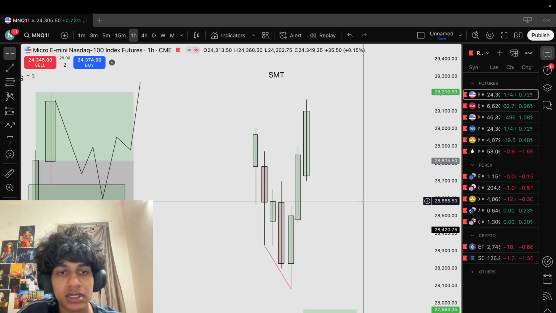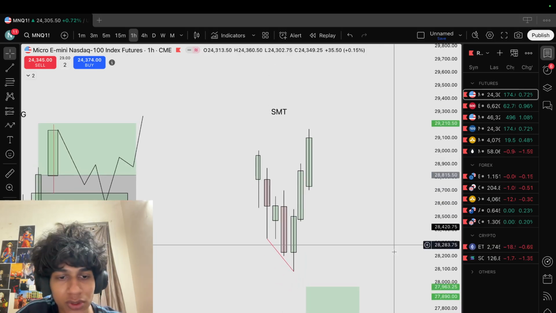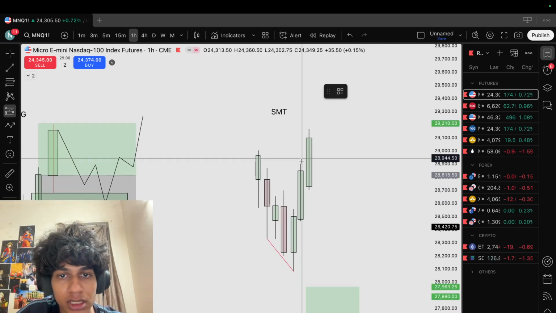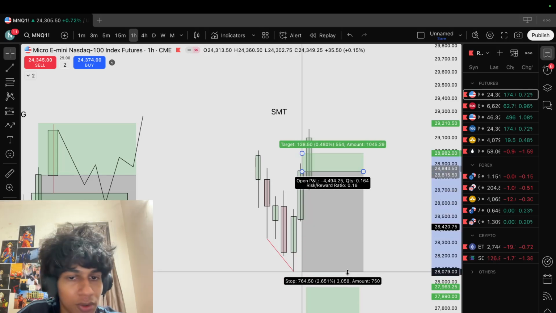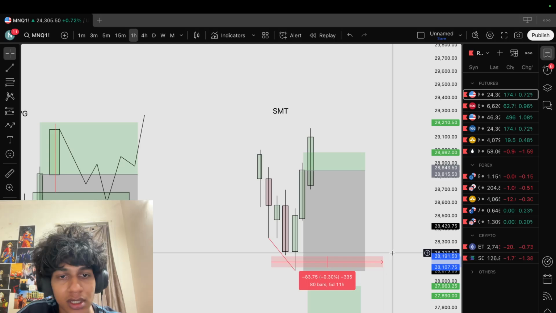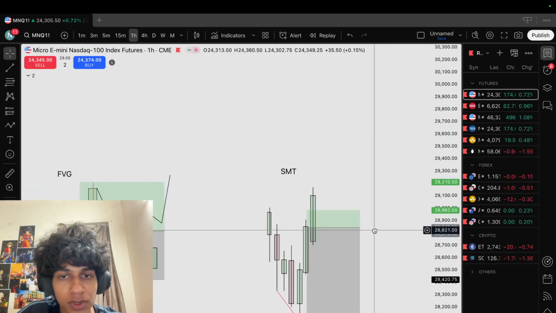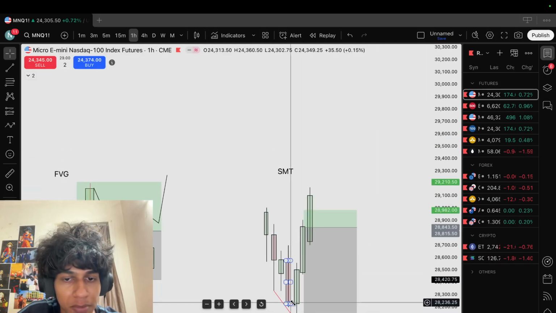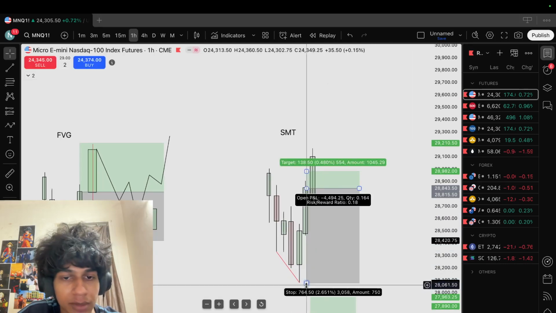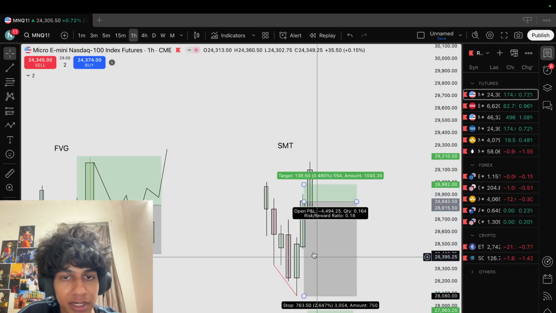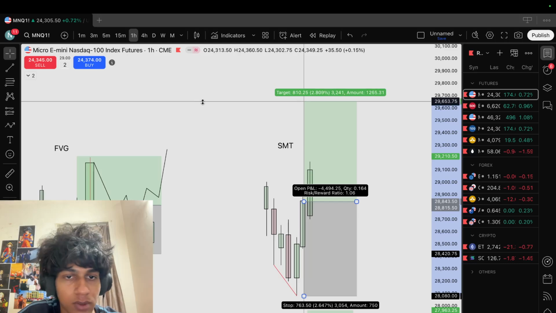And then we have SMT. SMT is one of the strongest confluences you have. If you enter a trade right here, I always keep the stop loss below the SMT, because this is one of the very strong confluences where price rejected. This is a proper manipulation, so price shouldn't trade below the SMT. You can keep your stops exactly below the wick of that SMT and target 1 to 1.